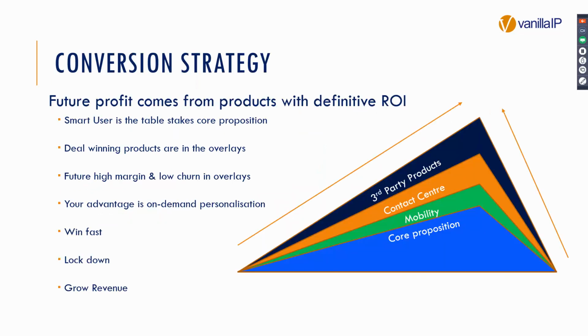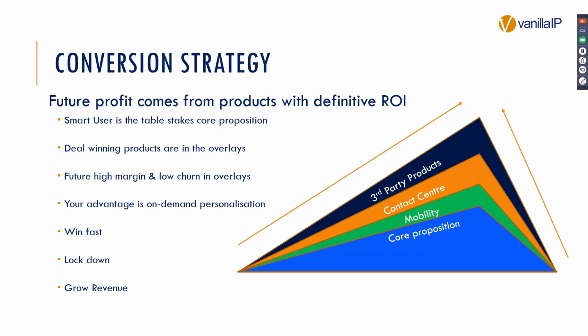How does it all work? Well, it works on the theory that if we look at this model here, the core proposition, the smart user and the table stakes products are there to be supported commercially to make it easy to go forward. Where we see the rest of the proposition supporting this is in those deal-winning overlays. So going out to customers and talking about mobility, call and contact center products, call recording and staff training and development tools. Those are the ones that are going to help you to actually close the advantages of the new system.